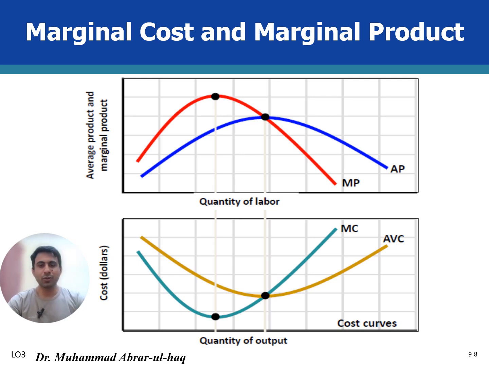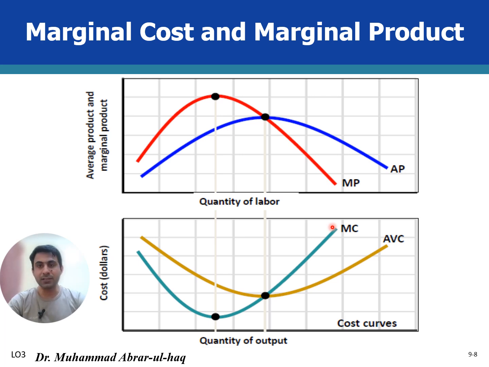Lastly, let's have a look at this diagram where we have the marginal product and average product on the upper diagram, and the marginal cost and average cost on the lower diagram. The marginal cost curve and the average variable cost curve are a mirror image of the marginal product and the average product. Assuming that labor is the only variable input and its price is constant, when the marginal product is rising, the marginal cost will decline. When the marginal product is declining, the marginal cost will increase.